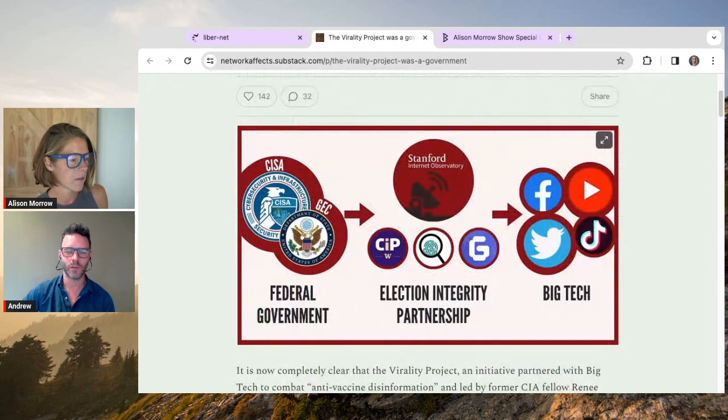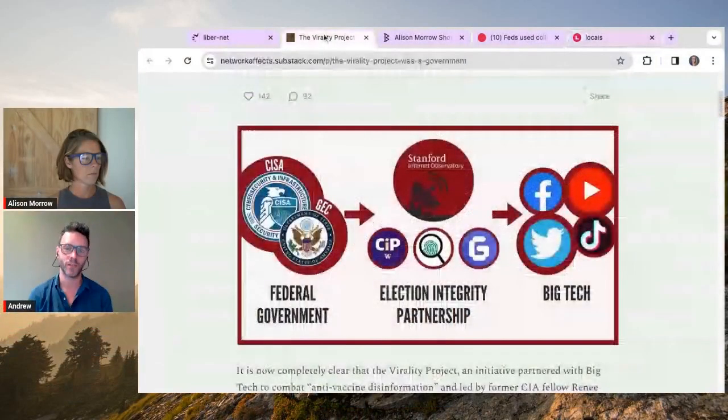Well, that is an image, I believe, from the House Committee on the Weaponization of the Federal Government. So that's their diagram that seeks to show the connections between the federal government, its sponsorship of the Election Integrity Partnership, which then became the Virality Project, and the connections to big tech. Firstly, just for context, the Virality Project was a so-called anti-vaccine misinformation initiative that was run out of the Stanford Internet Observatory.